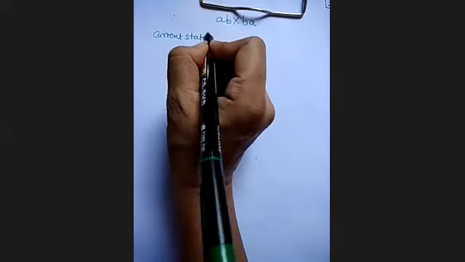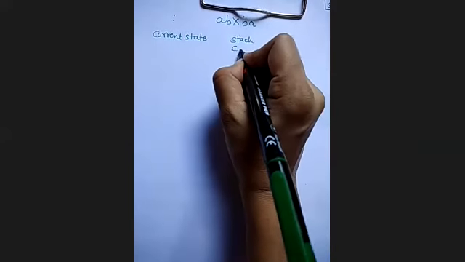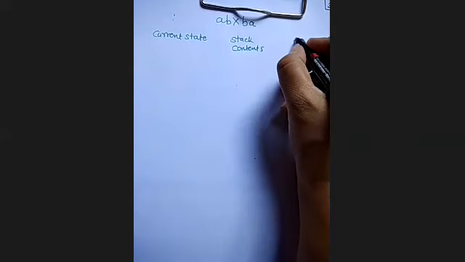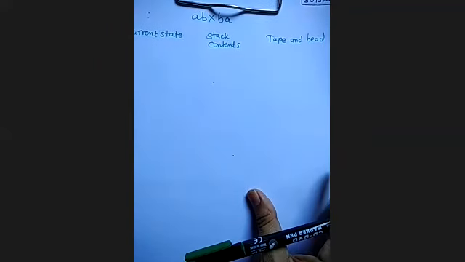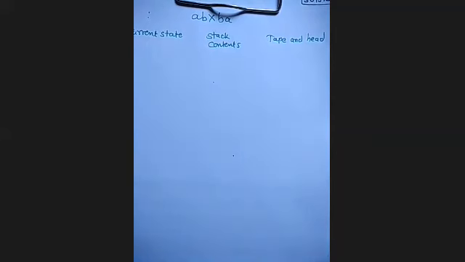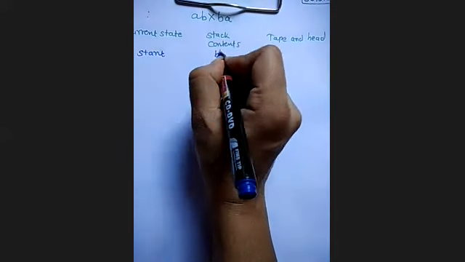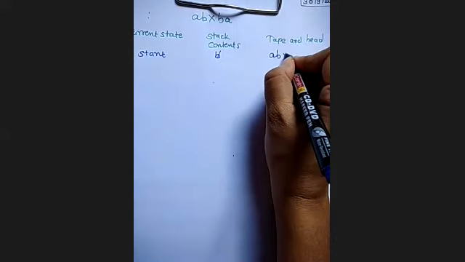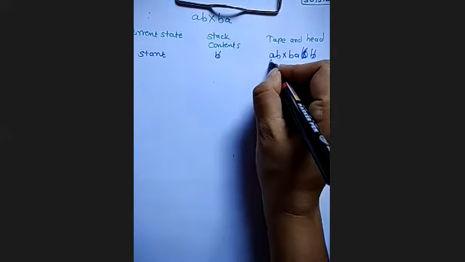So how to simulate it? Make the 3 columns as I already told: current state, stack contents, and then the tape and the head position. Okay, so first what you have to write, what is your current state? Start. Stack contents: the stack is blank. And what is the string given for the simulation? ABXBA, the remaining characters are blank, and your current head position is at A.